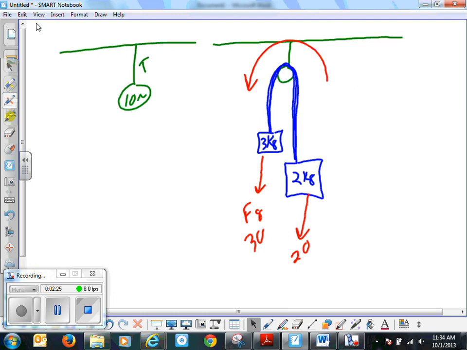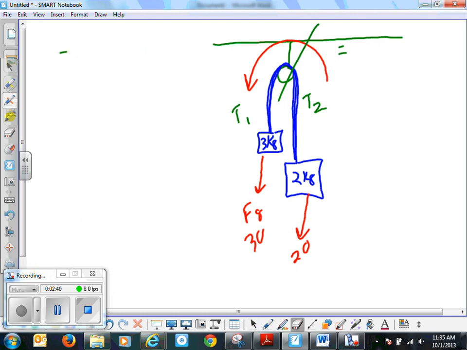So here's the big question to you. I'm going to call this T1 and T2, and I'm going to think right here is an equal sign. For my math, I can assume, because you can't pull nothing, that T1 equals T2. But here's the question. Is the tension going to be greater than, equal to, or less than 30? The answer less than is correct.